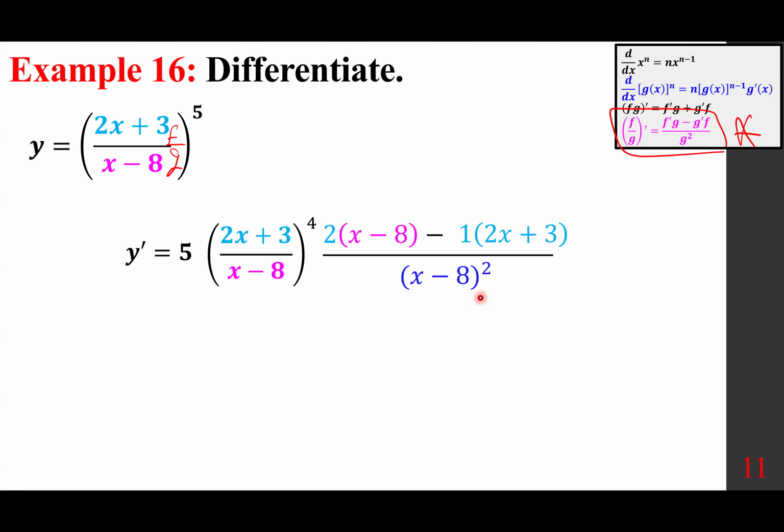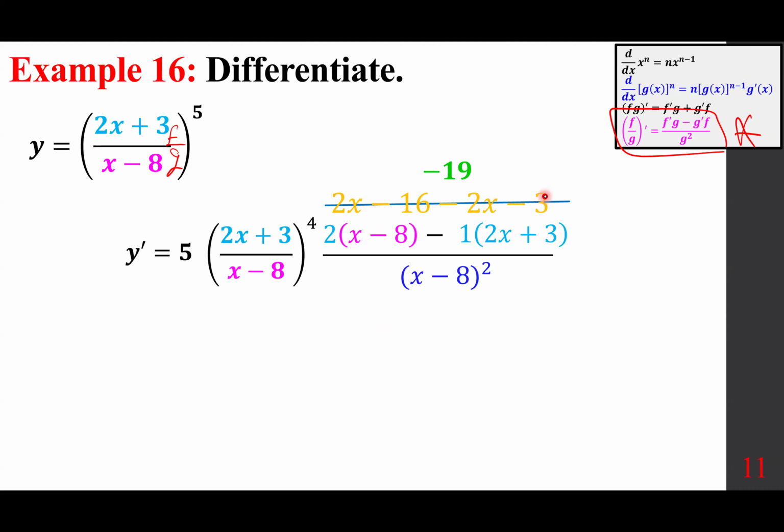And this is the extent of calculus. Now, a couple of steps to finish the job, and you must finish the job. This is not acceptable as the final answer. You use your algebraic technique. So first you want to distribute: 2x minus 16 minus 2x minus 3. And 2x and minus 2x cancel each other. Minus 16 and minus 3 add up to negative 19.